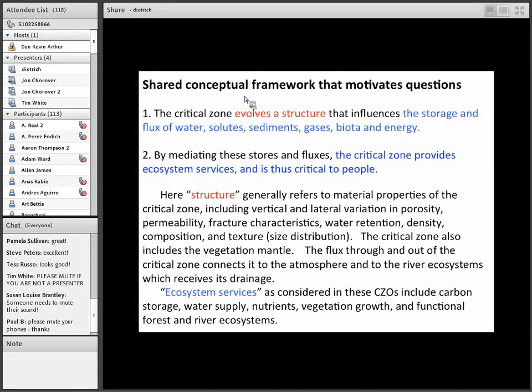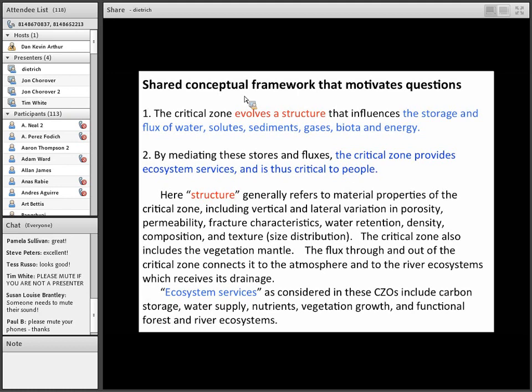So this leads then to the two shared conceptual statements that Sue made, and I'll explain a little bit further: that the critical zone evolves a structure that influences storage and water flux and solutes and sediment, gases, biota, and energy. This idea in red, evolves a structure, this exists. And then by mediating these stores and fluxes, the critical zone provides ecosystem services, and is thus critical to people. So here I want to emphasize by structure.